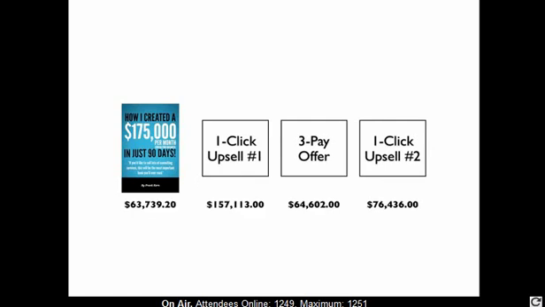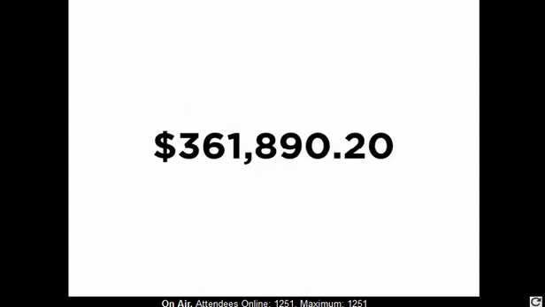So let me give you the numbers. The book itself brought in $63,739.20 in revenue. Now, most of that, actually all of that, went towards shipping of the book because I didn't make any money there. But look at these upsells, this instant ascension here. The first one-click upsell offer brought in immediately $157,113. The three-pay offer immediately brought in $64,602 in sales, and the final one-click upsell brought in $76,436. So in total, that whole thing brought in $361,890.20.